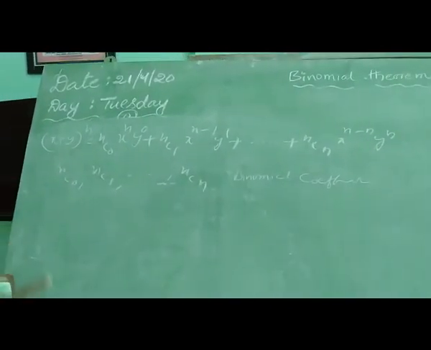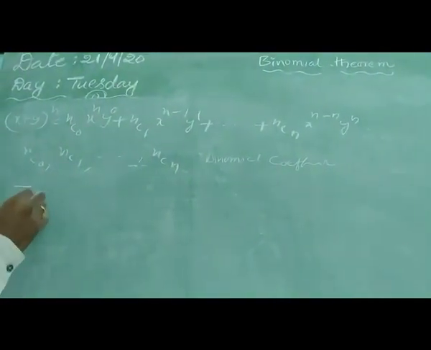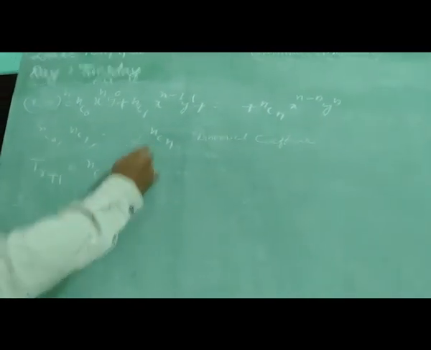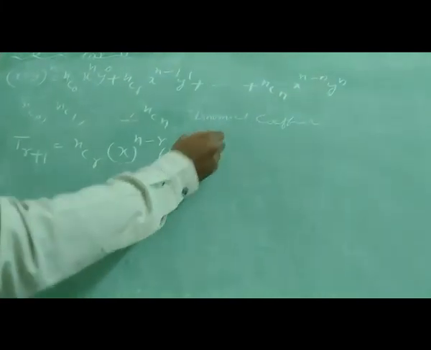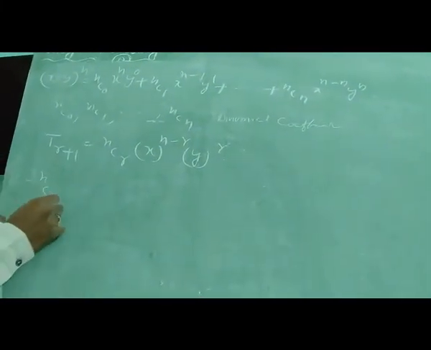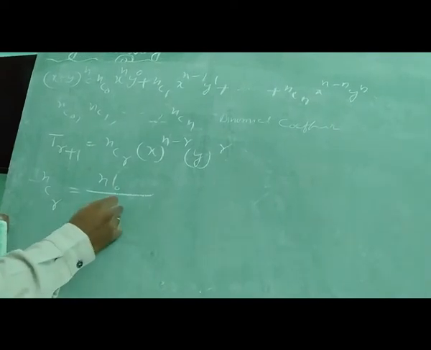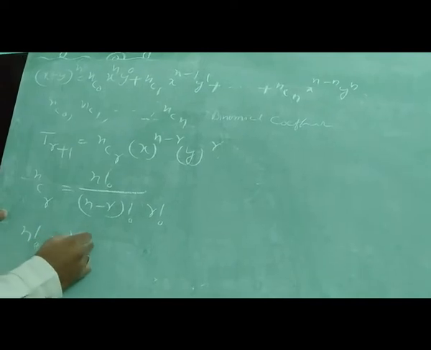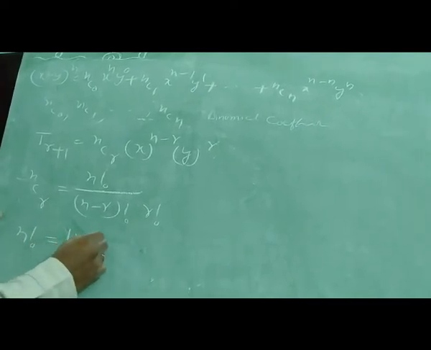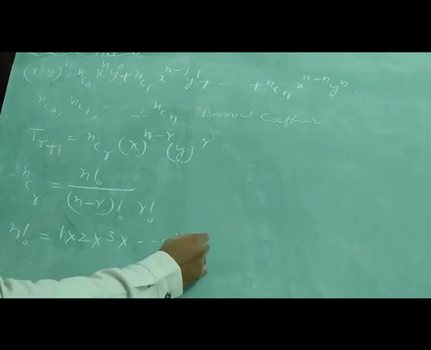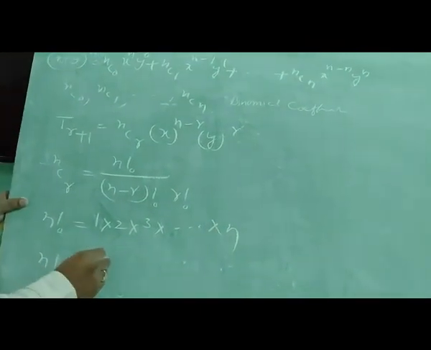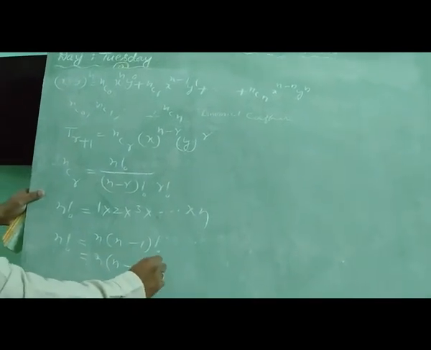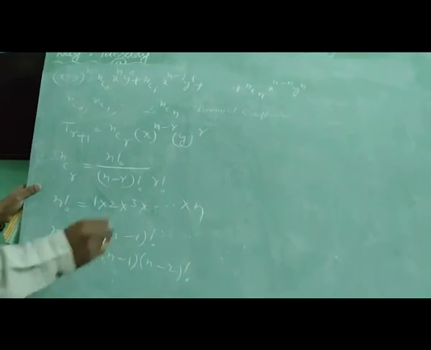How do you find individual terms in the binomial expansion? For that we use r plus 1th term or general term. Tr plus 1 is equals to NCr x to the power of n minus r y to the power of r. What is the formula of NCr? NCr is equals to n factorial by n minus r factorial into r factorial. What is n factorial? Product of first n natural numbers. Again n factorial can be written as n into n minus 1 factorial. Again it can be written as n into n minus 1 into n minus 2 factorial. Like this you can proceed.